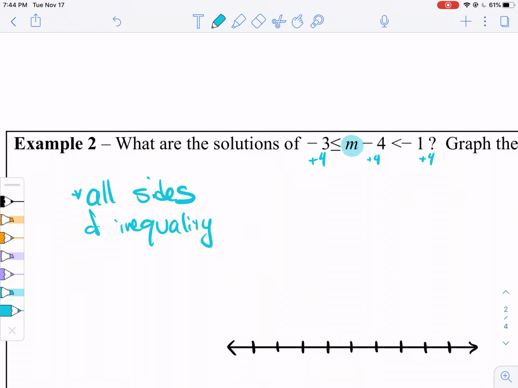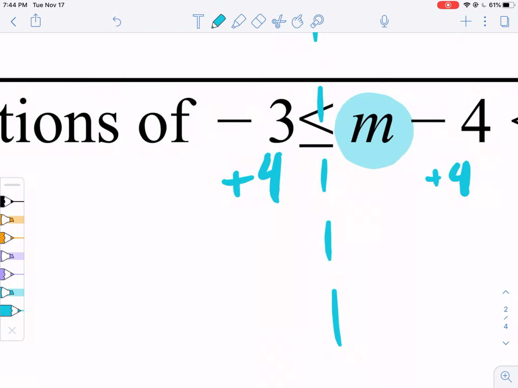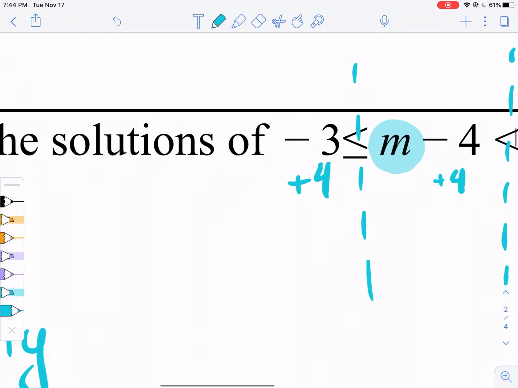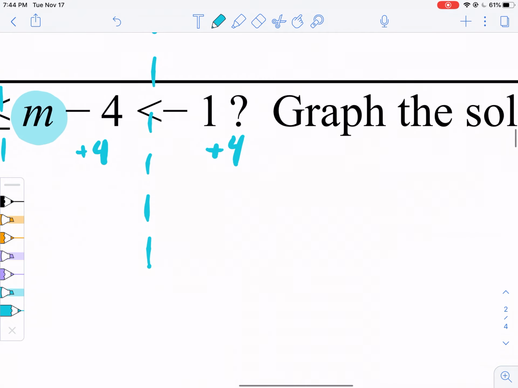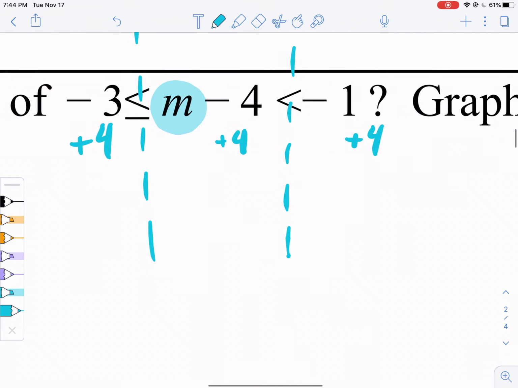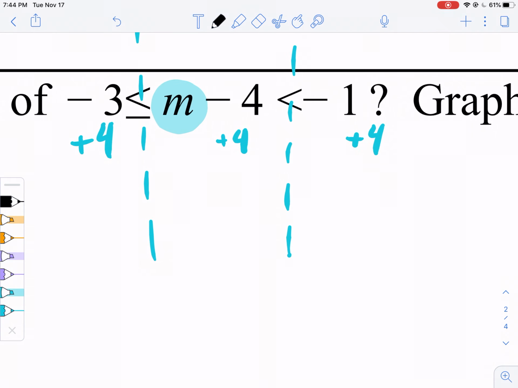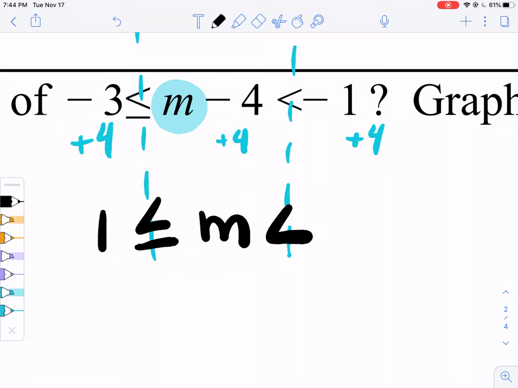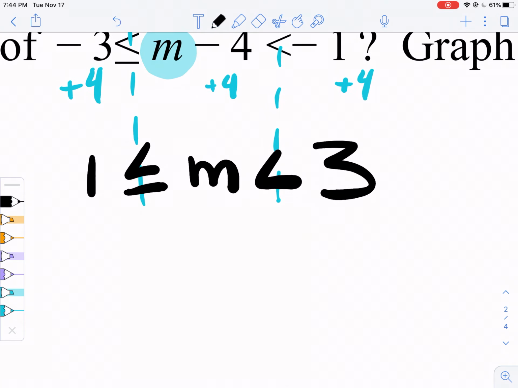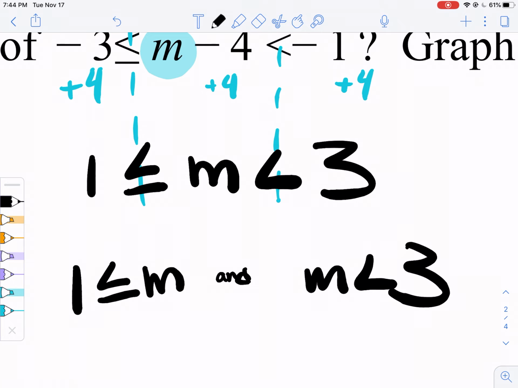So this inequality has 3 parts to it. Here, m-4 is greater than or equal to -3, and m-4 is less than -1. So you need to add 4 to each of these parts, which will give us 1 less than or equal to m less than 3. This is the same way as saying and, right? 1 is less than or equal to m, and m is less than 3.